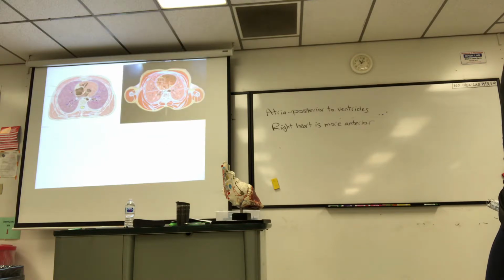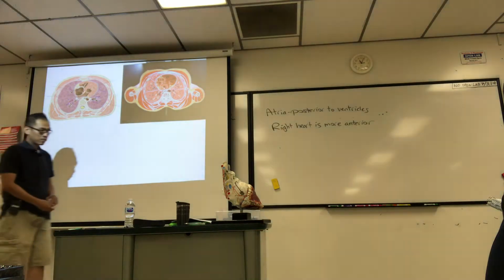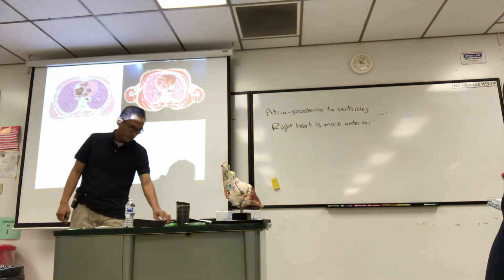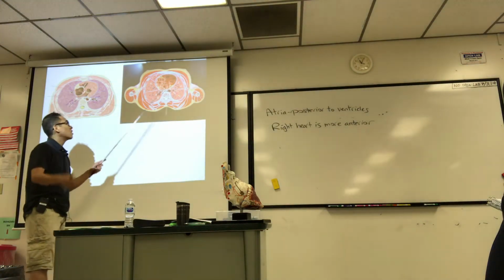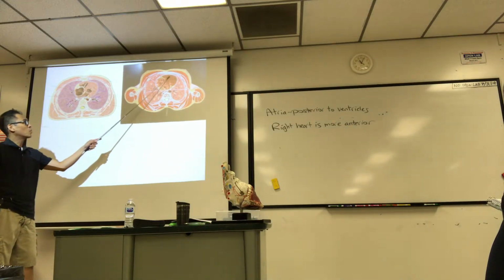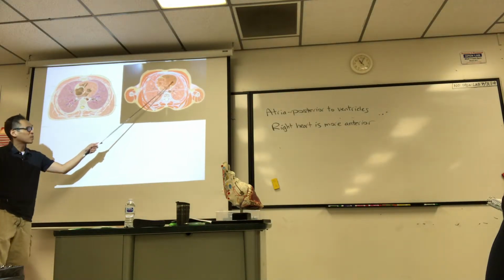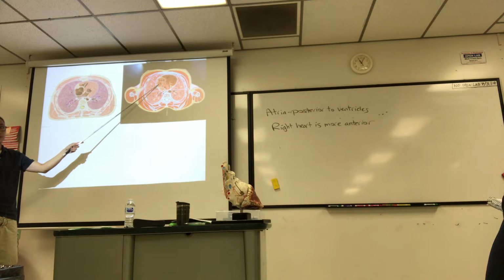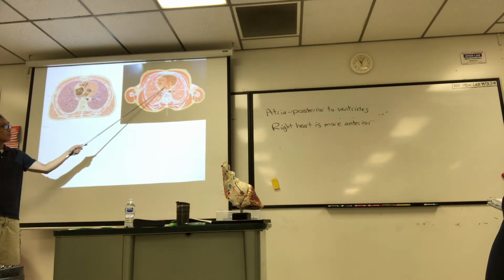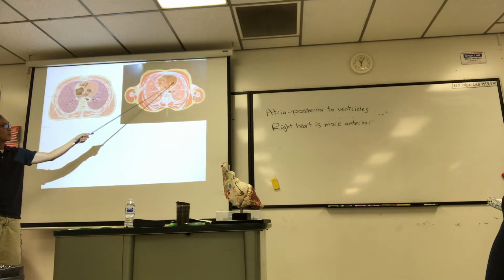Here's another picture. We have a model of this section. And now let me point to the 4 chambers of the heart. 1, 2, 3, 4. Let's go through it again. If that's 1, what is it? Right atrium, right ventricle, left atrium, left ventricle.